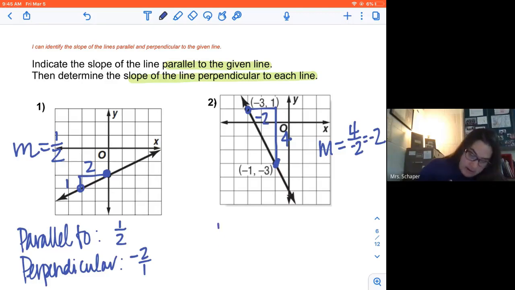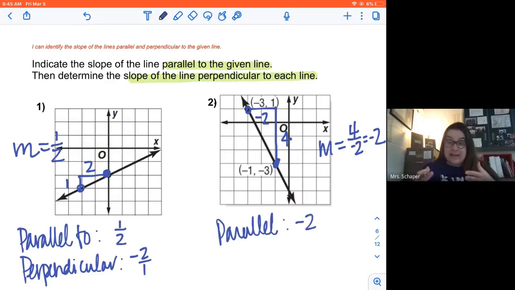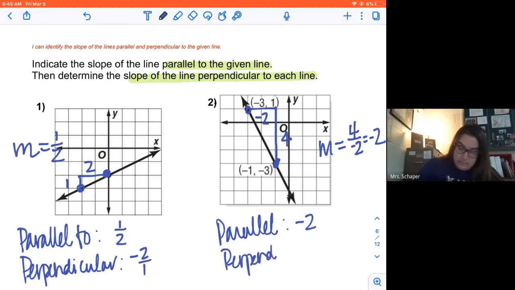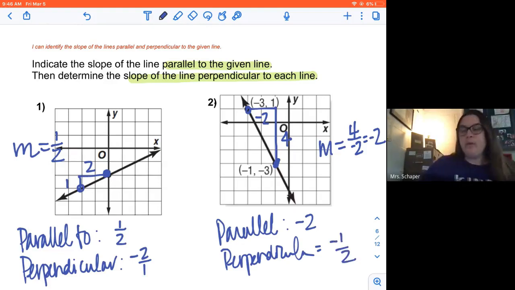So then the parallel line has a slope of negative 2. It stays the same. And the slope of the line perpendicular to it is going to be flip it and the opposite. So negative 1/2. It's going to be negative 1/2.